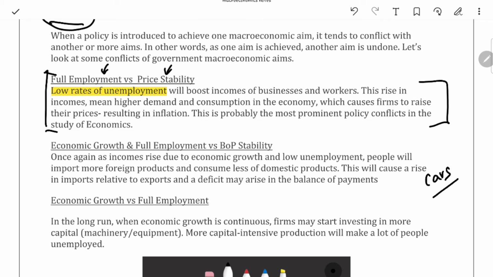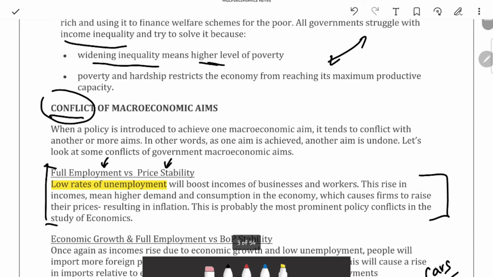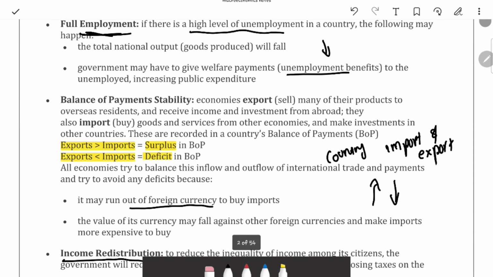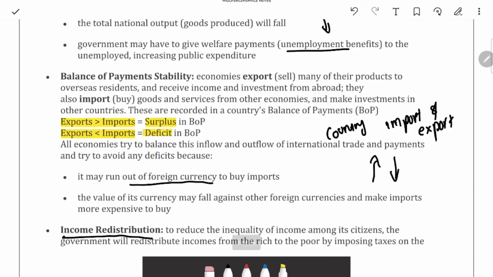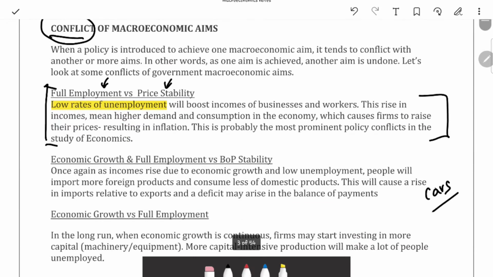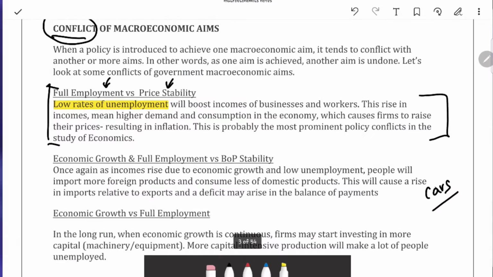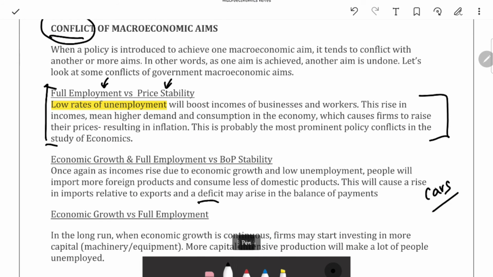Okay, and therefore there will be so many imports because people have the ability to, that there will be what we call the deficit in BOP. Okay, we call it the deficit in BOP because the exports are less. So you can see there will be a deficit. As you can see here, deficit may arise.